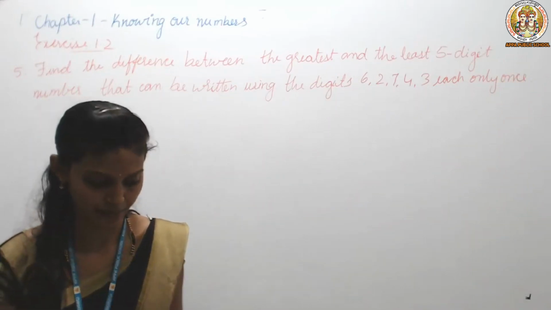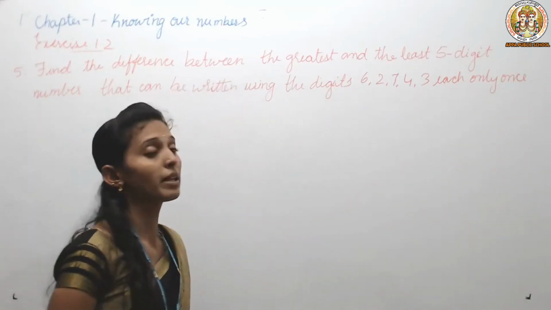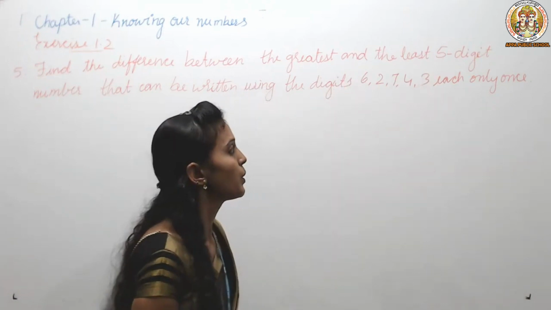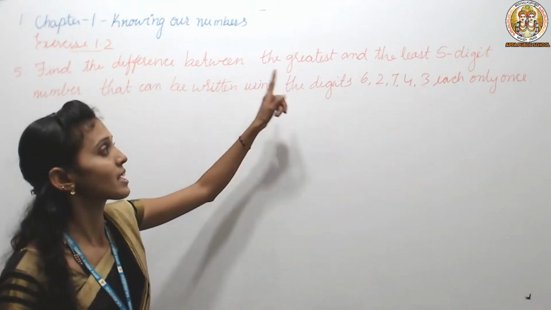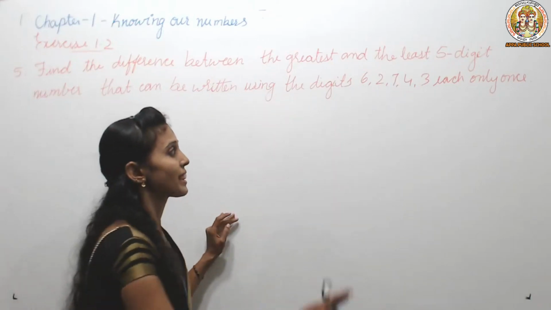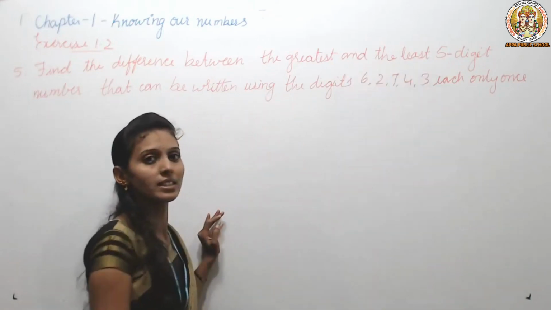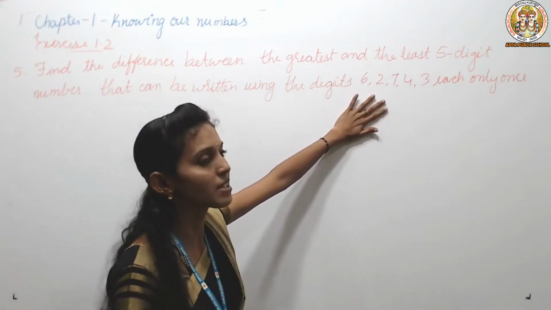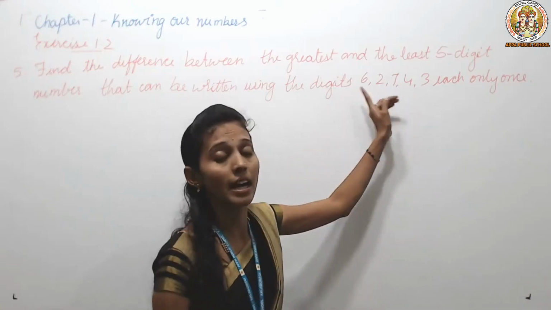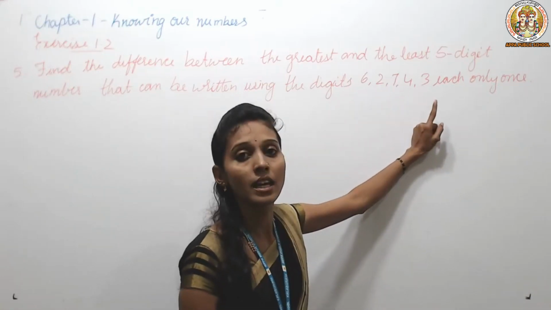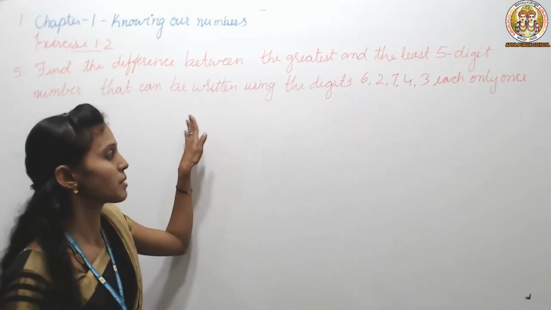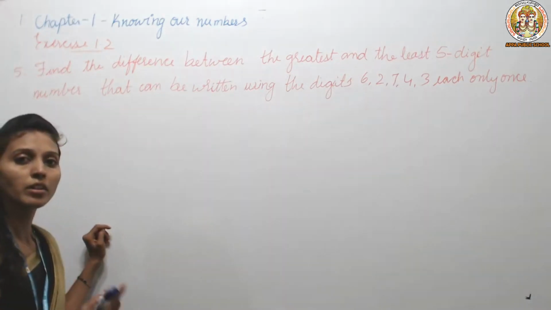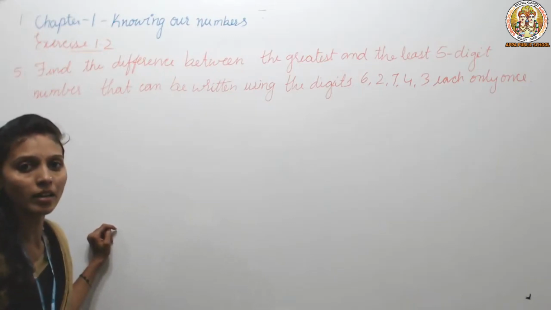Each only once. See, digits have been given. 5 digits: 1, 2, 3, 4, 5. You have to find the difference between the greatest and the least 5-digit number that can be written using these 5 digits. To write the greatest and smallest, to find the greatest 5-digit number using these, you have to arrange these digits in descending order. Greatest number first, and then smaller, smaller, smaller. Then to find the least 5-digit number, you have to reverse it, which means you have to write it in ascending order. Okay? Come on.